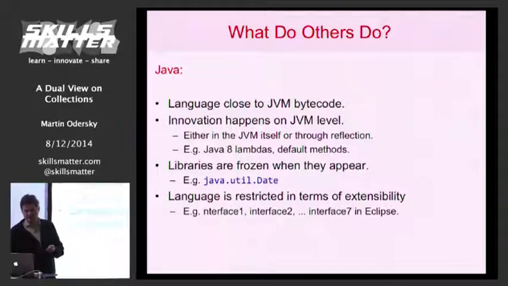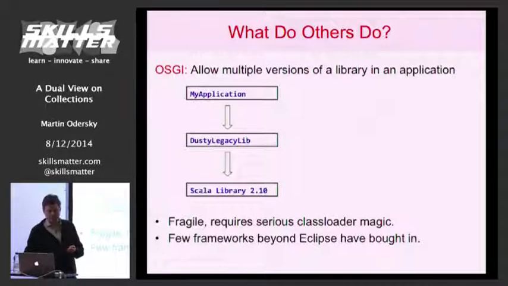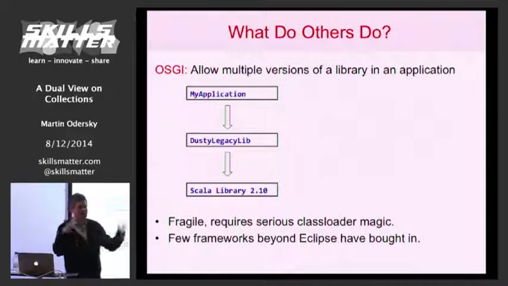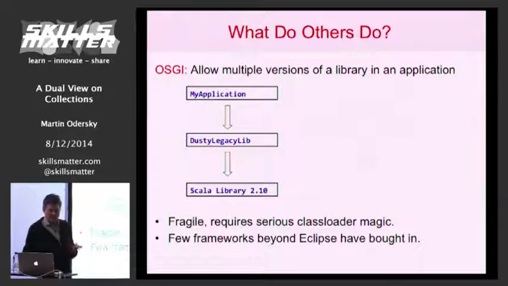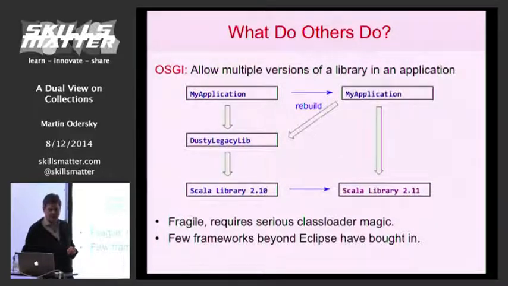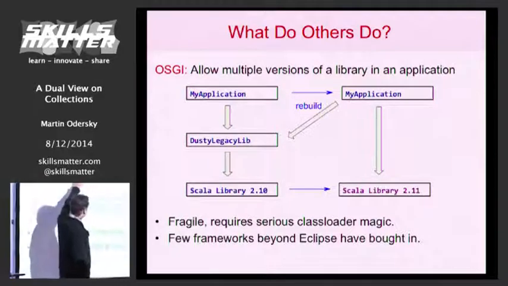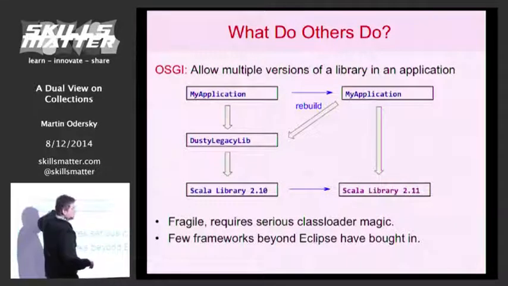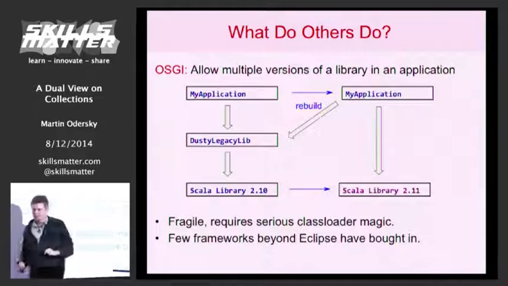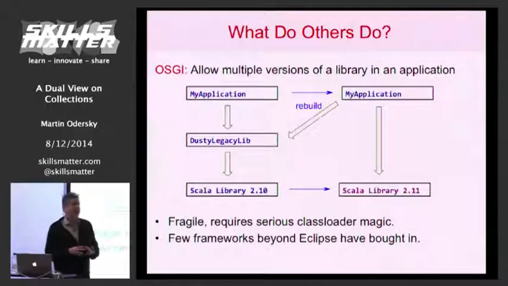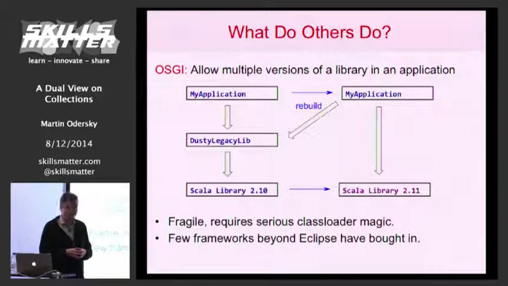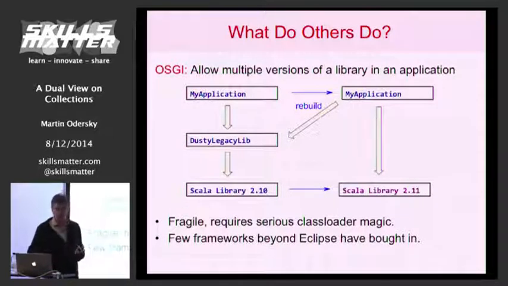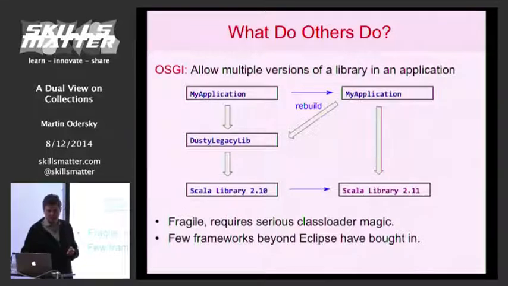Okay, the other thing that's interesting, because it's a completely different solution, is OSGi, which allows multiple versions of a library in an application provided they're in different OSGi containers. So presumably, you have the situation as before: my application, Dusty Legacy Library, Scala Library 2.10. You upgrade to 2.11, and now you just rebuild my application, and it would refer to this and this. But if they're in different containers, then the Dusty Legacy Library could still continue to use 2.10, whereas your application uses 2.11. In principle, that can be made to work, but it's very fragile. It requires serious class loader magic. And in the end, very few frameworks beyond Eclipse have bought in. So that's, I believe, also not a solution that we can use universally.